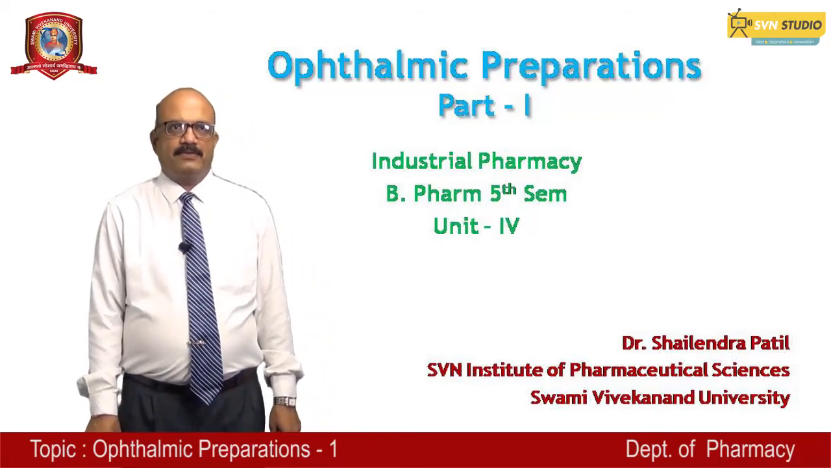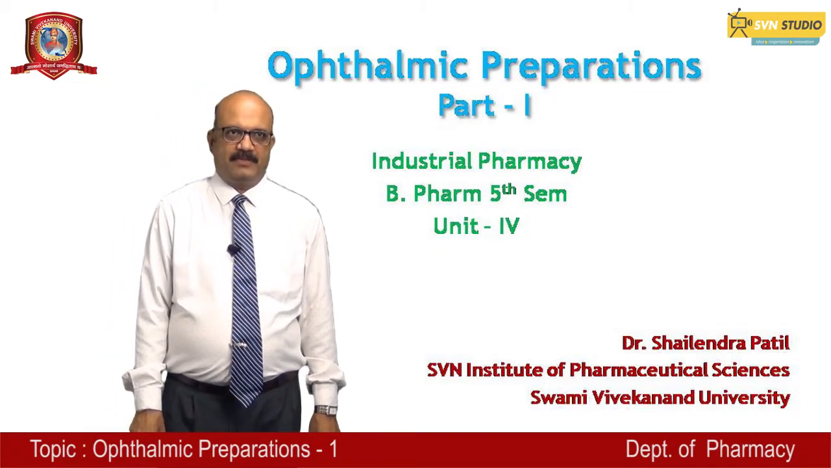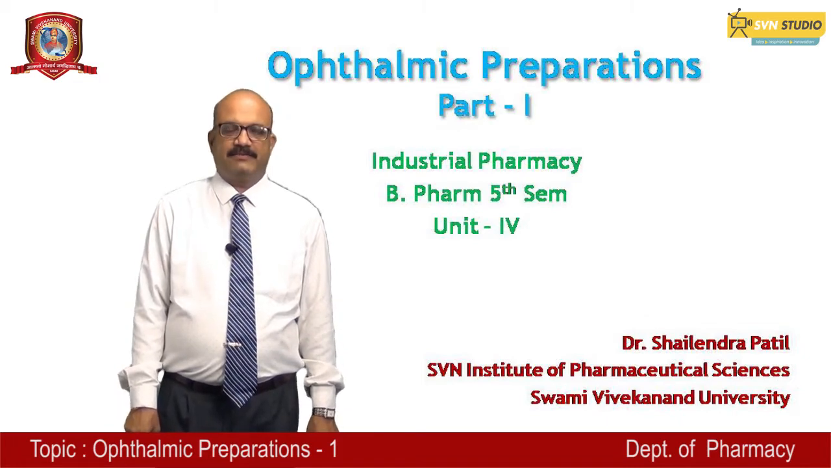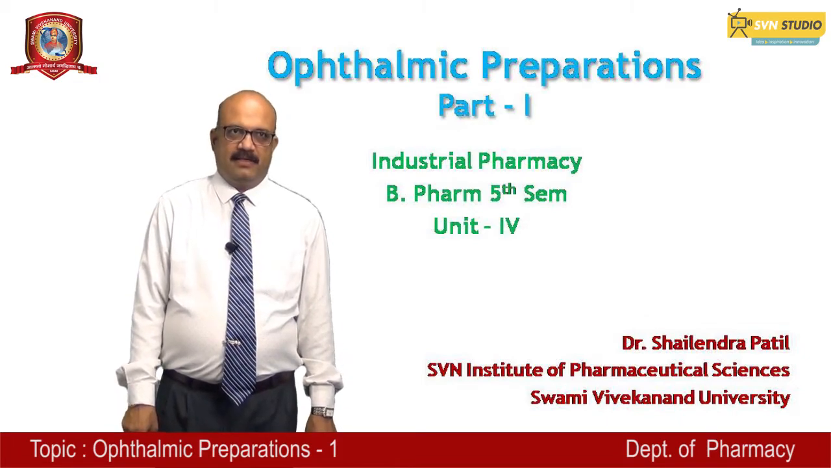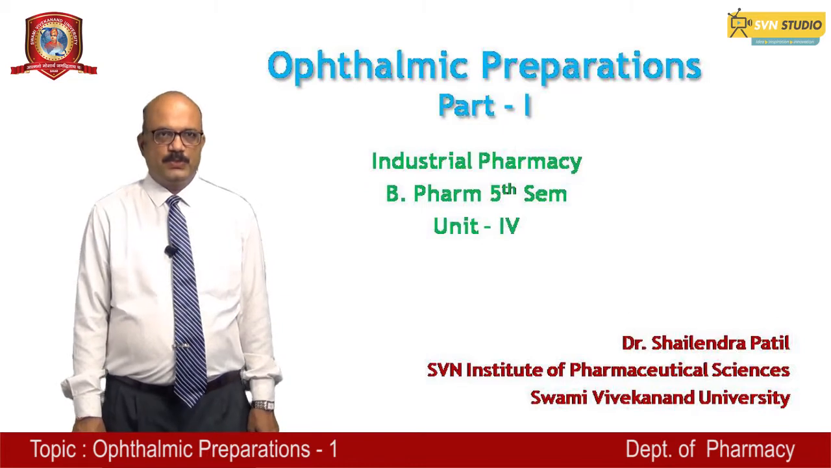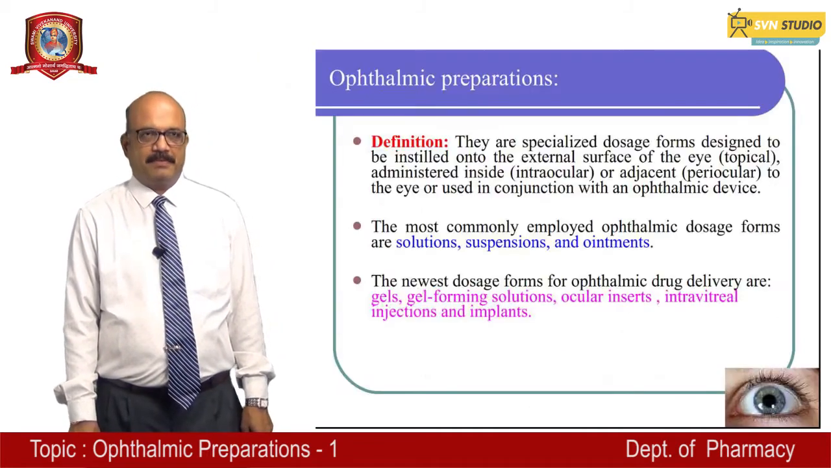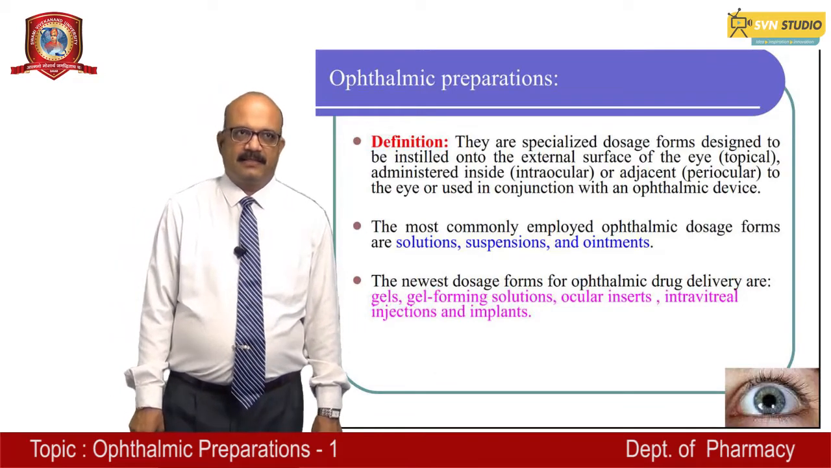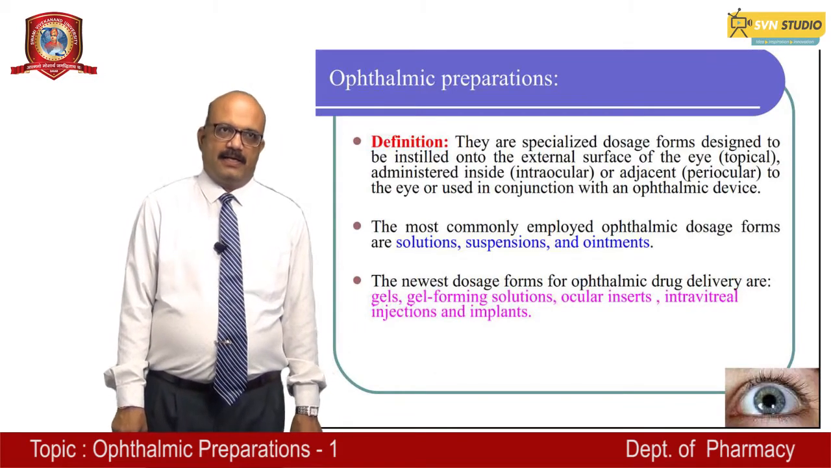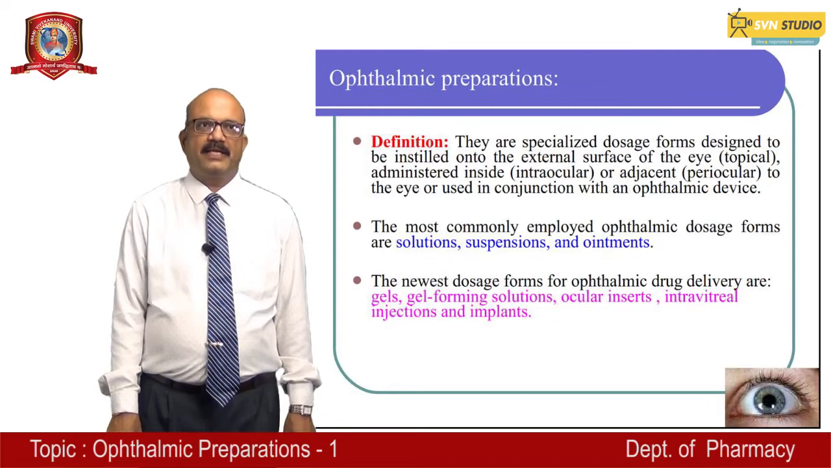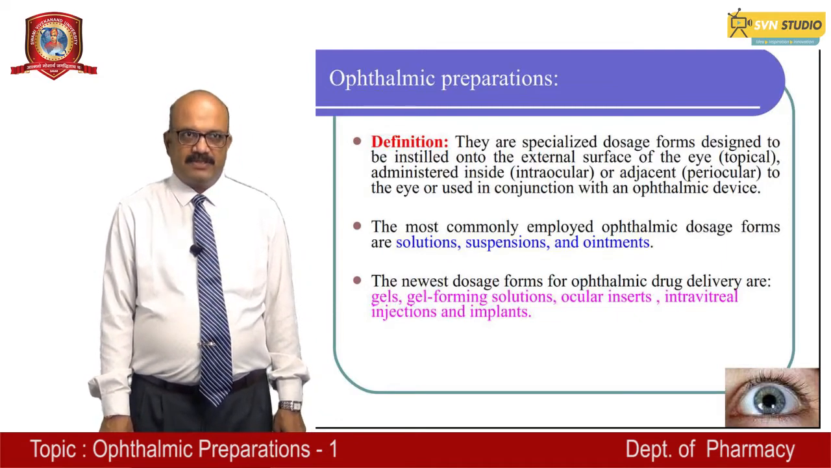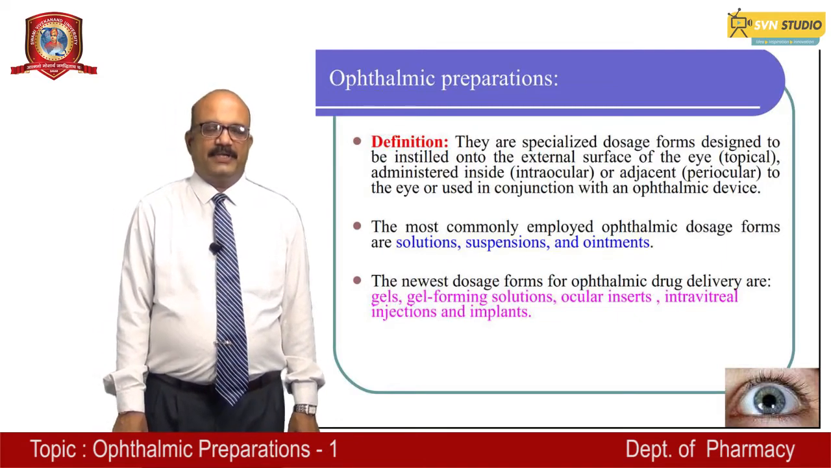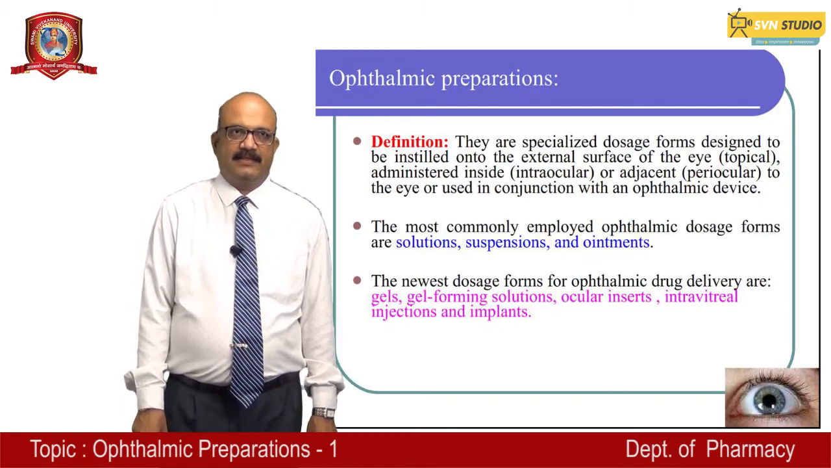Today we'll discuss ophthalmic preparations. This lecture will be covered in two parts, part 1 and part 2. So, coming to what ophthalmic preparations are: as the name implies, ophthalmic means the products or dosage forms which are applied in the conjunctiva or the conjunctival sac, that is to say, in your eyes.